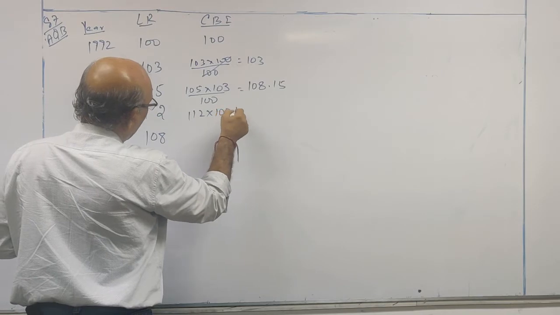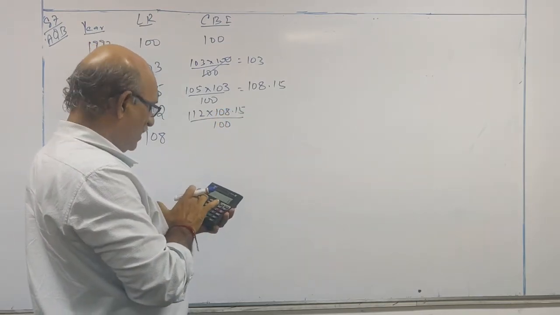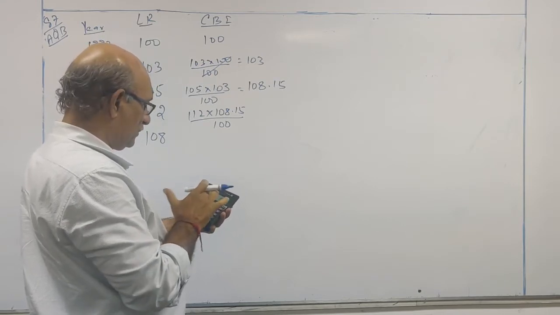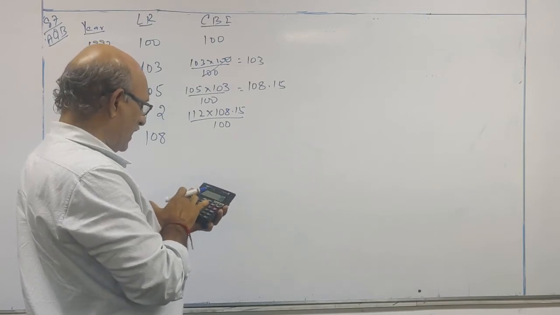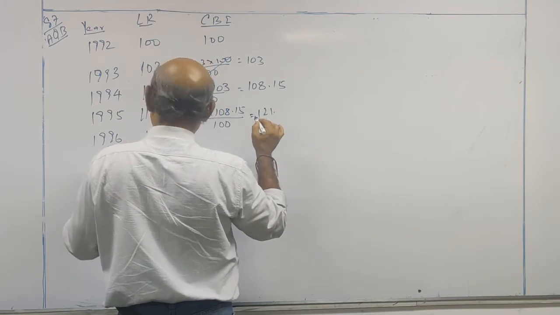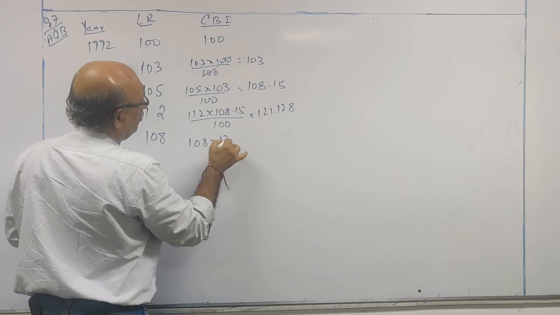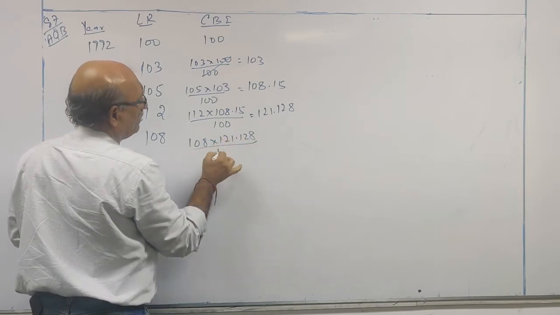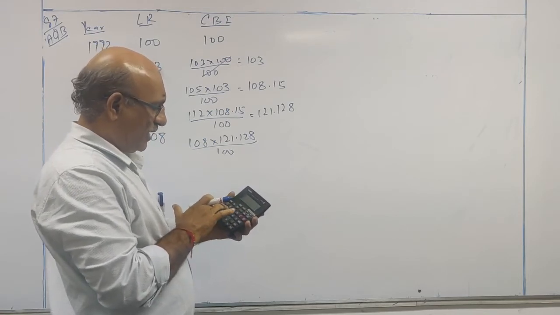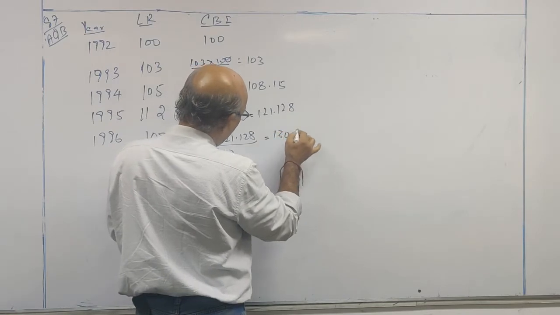112 into 108.15 divided by 100 is 121.128. Then 108 into 121.128 divided by 100 is 130.81.